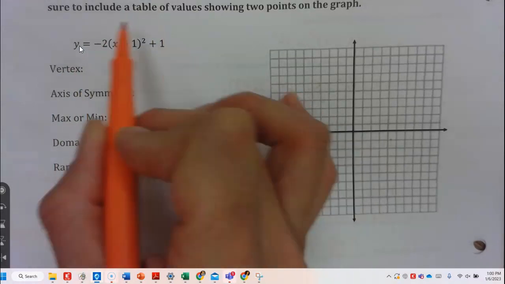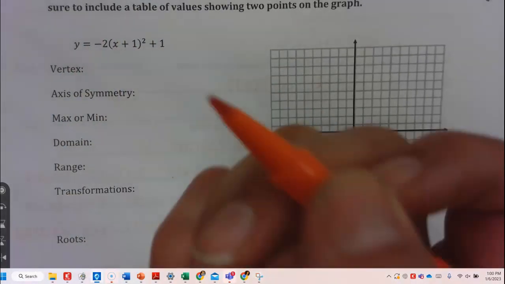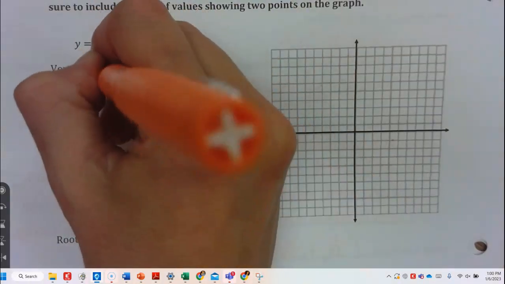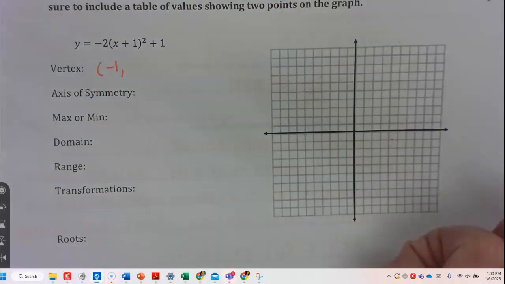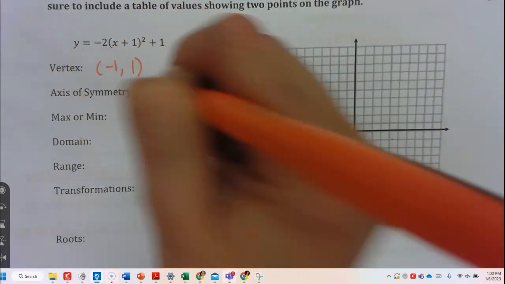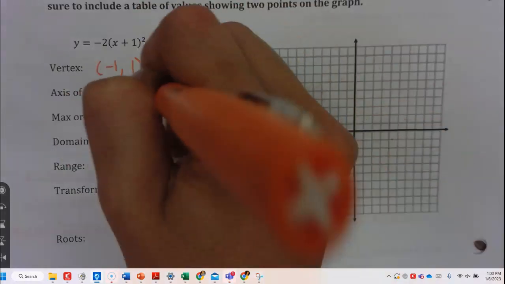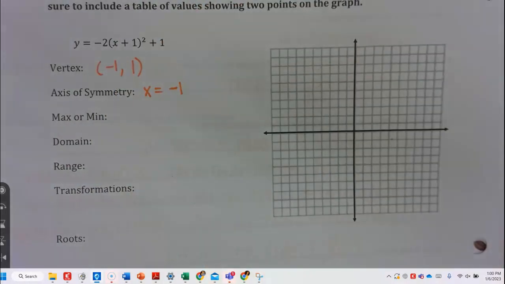So on the back, the first graph is in vertex form. That's how we started our unit. Your vertex is the opposite of what's inside. So -1, 1. Your AOS is always x equals h. So in this case, x equals -1.